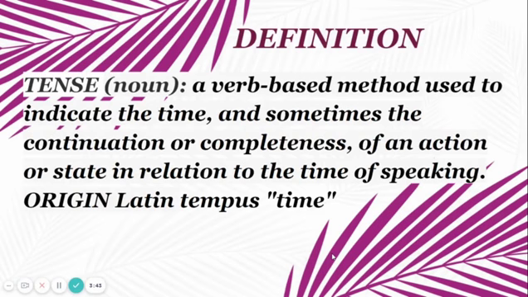Okay, now we can see the definition of tense. The word tense comes from the noun, as you all know. So, what is meant by tense? A verb-based method used to indicate the time, as I already said, it always denotes the particular time that takes place, and sometimes the continuation or completeness of an action or state in relation to the time of speaking.